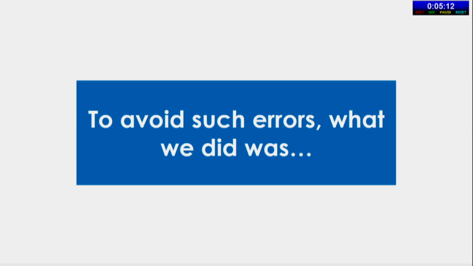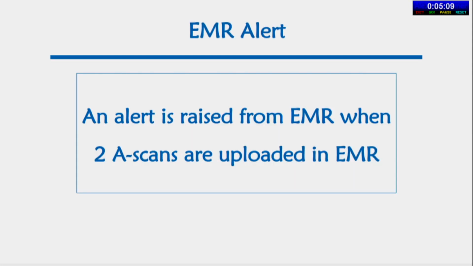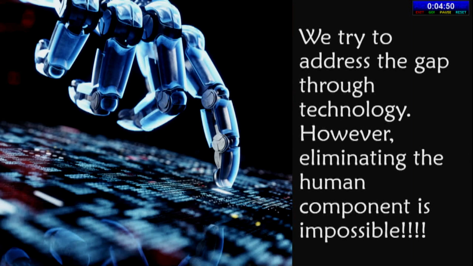To avoid such errors, what we did in the system was to raise an alert from the EMR when two scans are uploaded. It says an A scan already exists. Do you want to measure again? Do you want to change this? So whenever this alert comes, one knows that an A scan record already exists in this EMR and can look back and correct. So a lot has been done to address the gap through technology so that a majority part of the surgical confusions and errors can be weeded out.